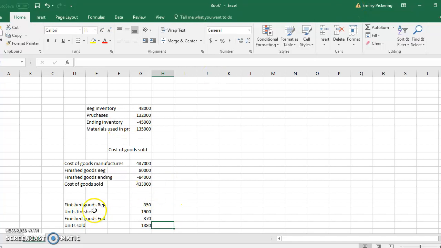I hope you can kind of see a pattern here. You start with your finished goods, you add how many you finished during the month, and then you subtract how many you have at the end of the month. Okay.